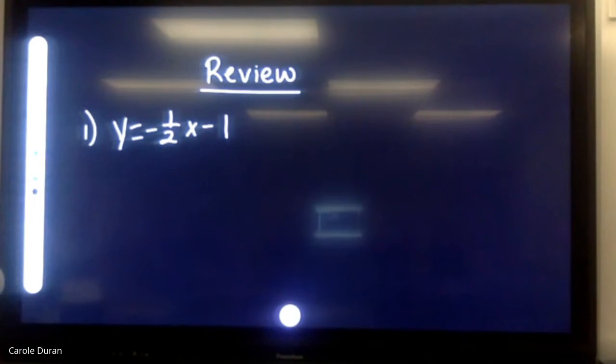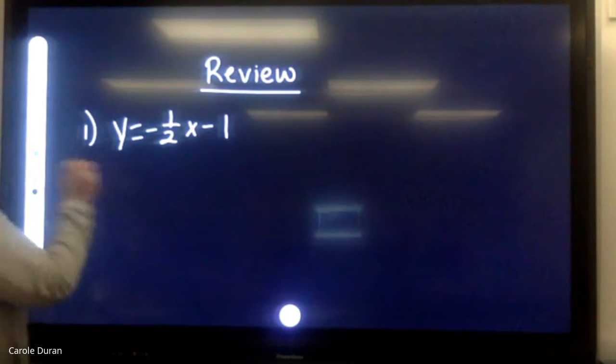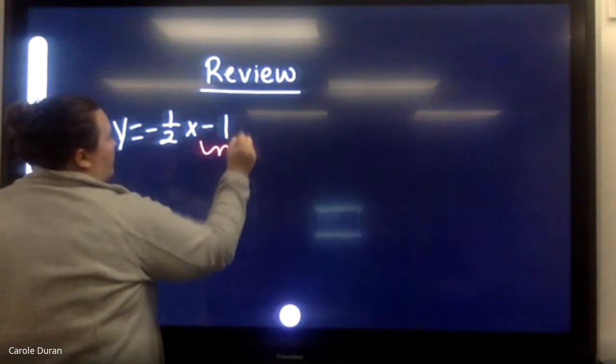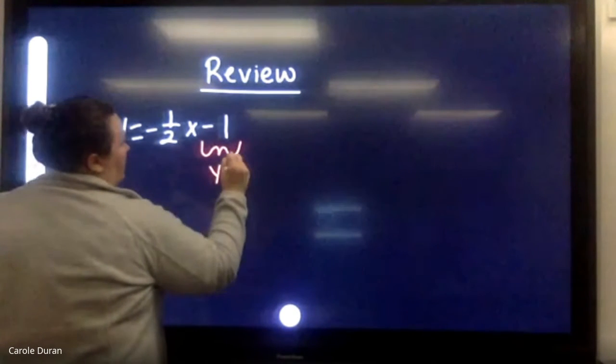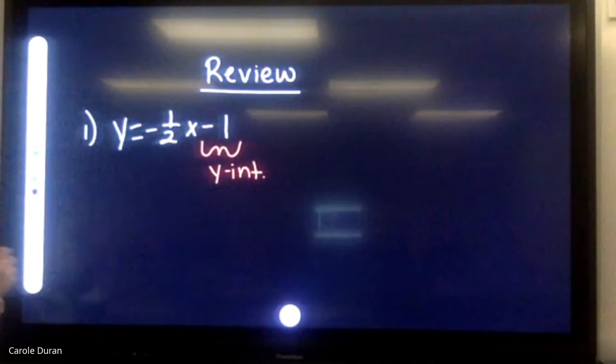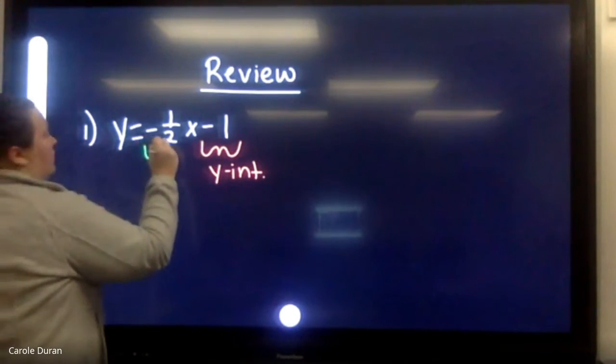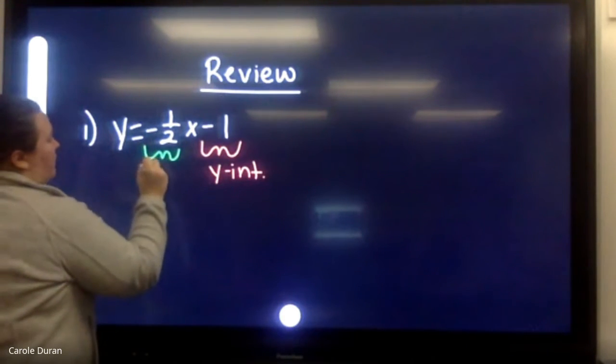It tells me the y-intercept, which is this number right here. So that is my y-intercept. What else does it tell me? The slope, which is this -1/2 right here.